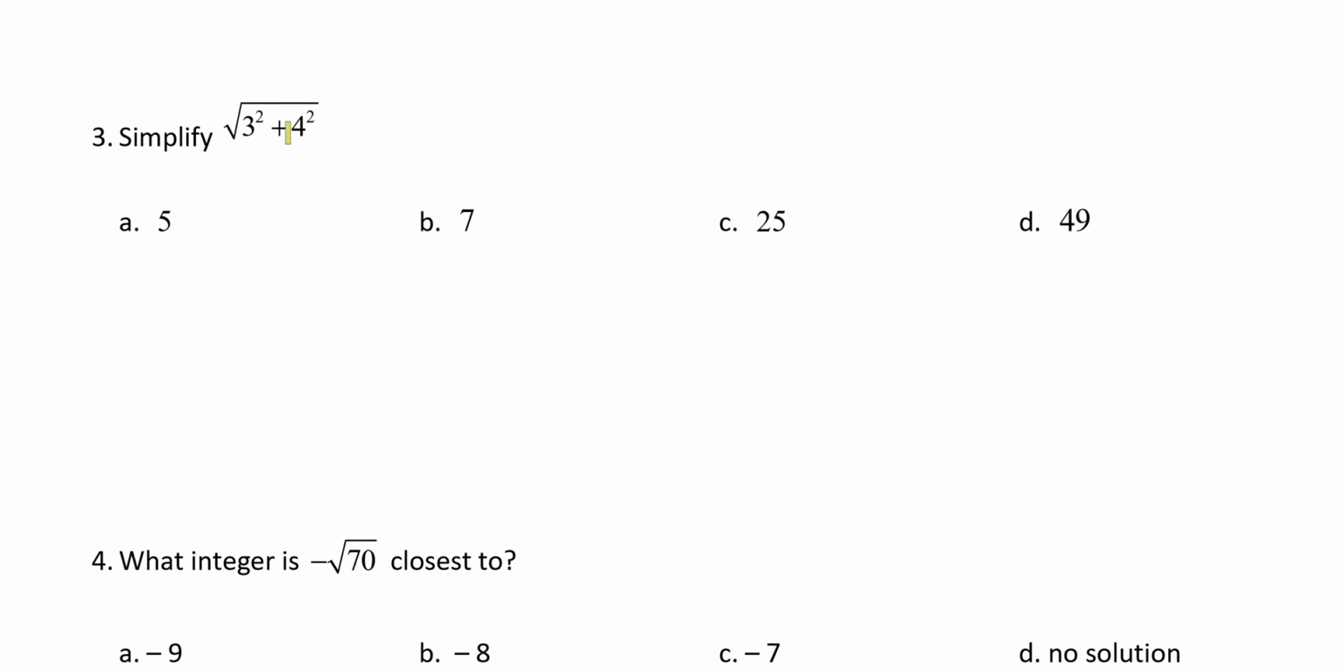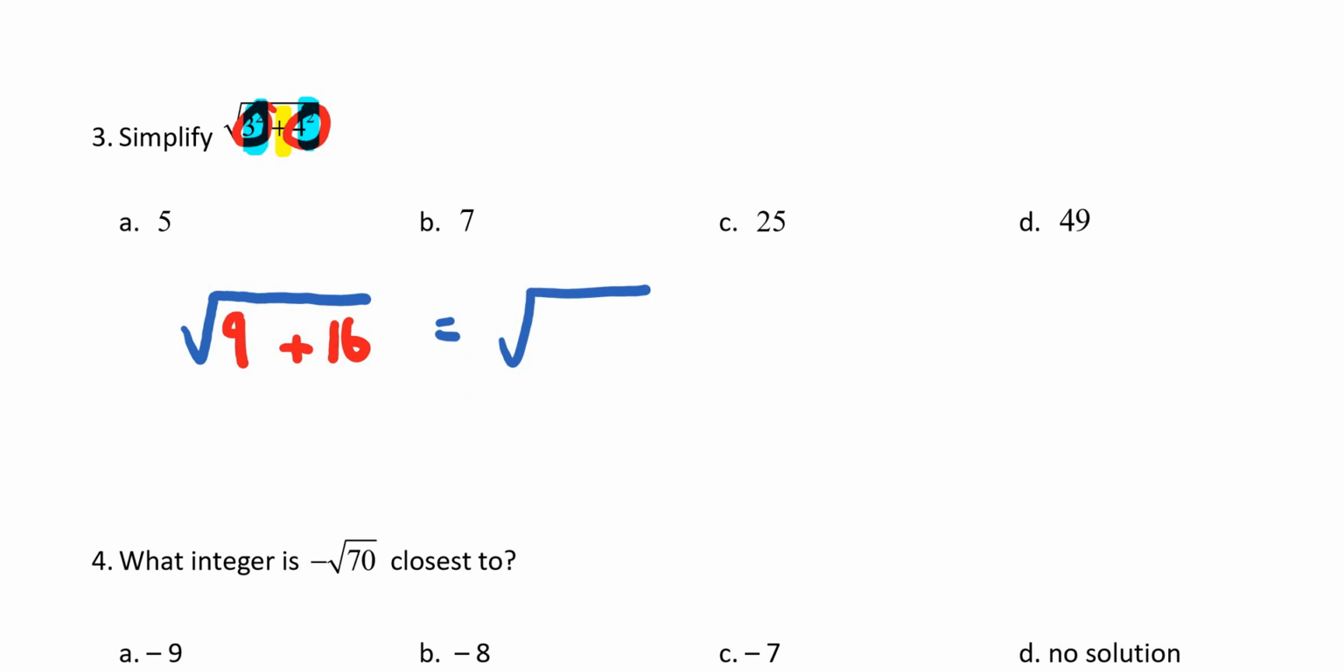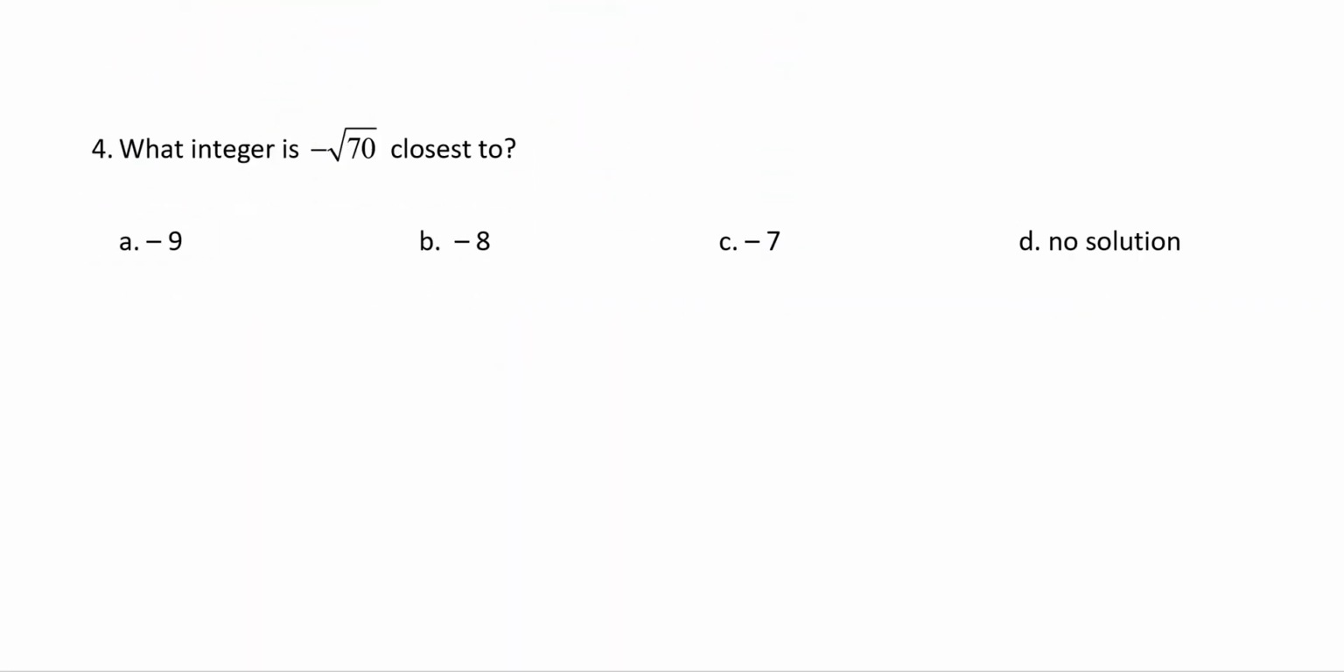Question 3 is a little bit different because of this plus sign here. So go ahead and evaluate the numbers here. What is 3 squared? 3 squared is 9, plus 4 squared is 16. And 9 plus 16 is going to be 25, and the square root of 25 is going to be 5. So the answer is A. Okay, let's move on to question number 4.